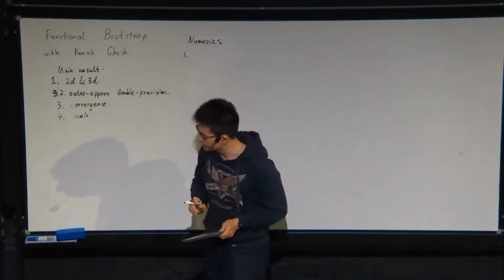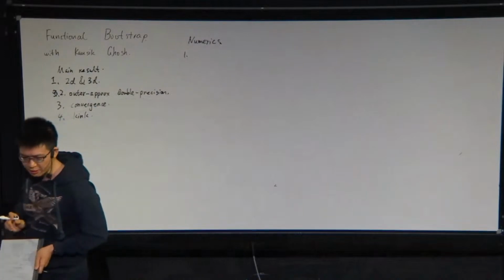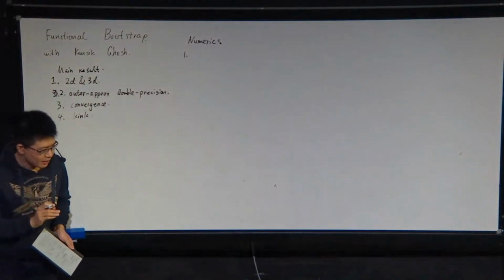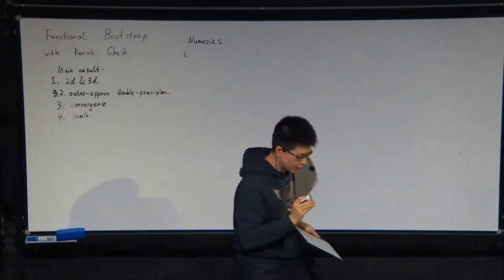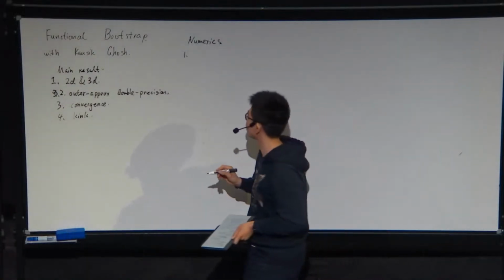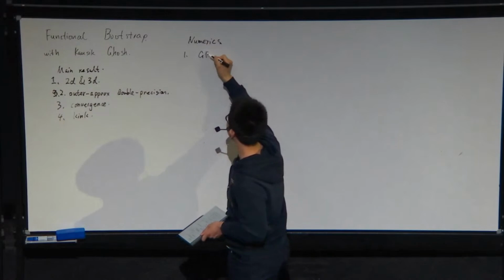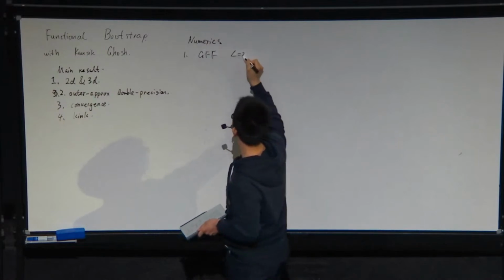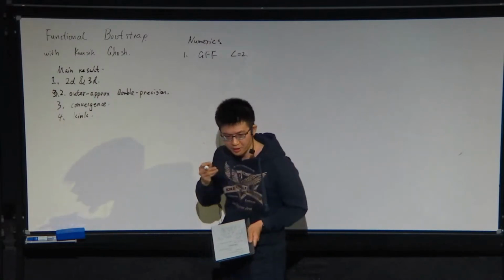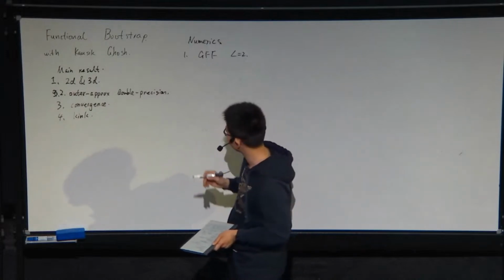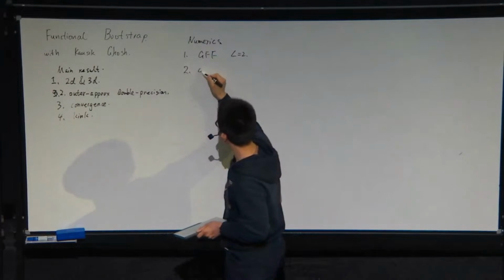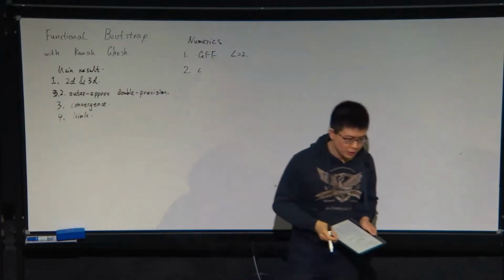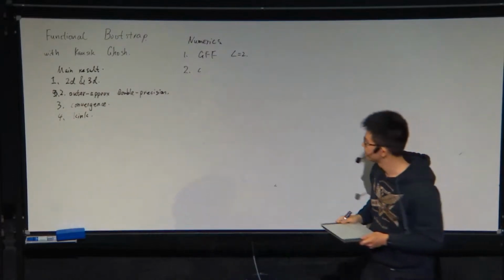The first sign of the completeness is that using different bases of these product functionals, we reproduce the known gap maximization results. For example, the GFF through the L equals 2 spin 2 gap maximization, you get GFF. And the second one, in 2D and 3D.